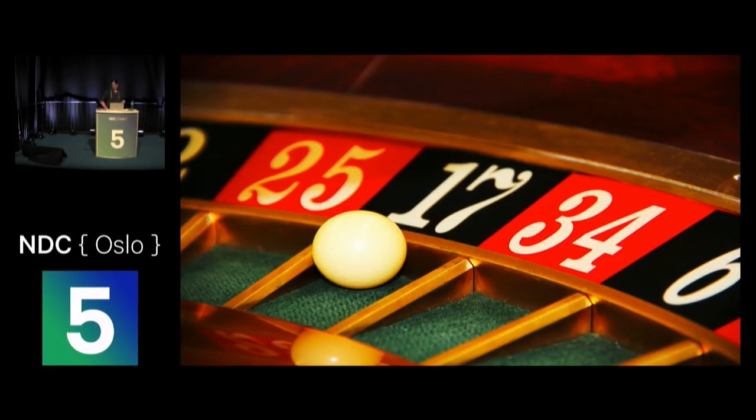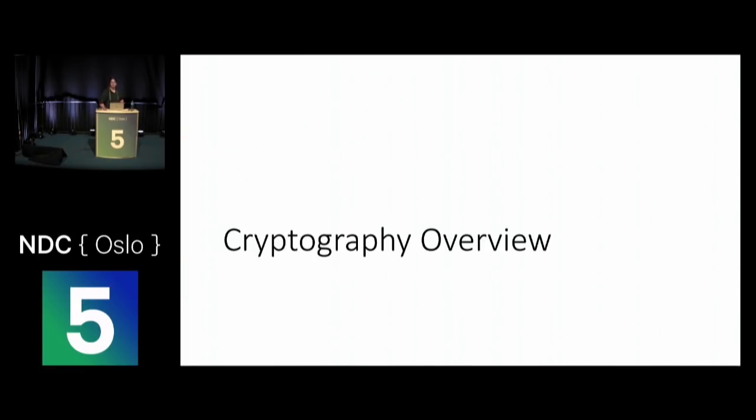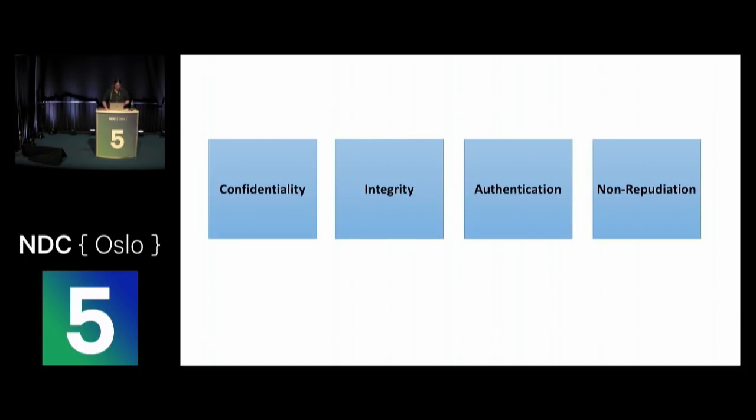So before we look at Azure Key Vault more specifically, I just want to do a very quick primer of a few crypto things, like the 4 pillars of cryptography. So we have confidentiality, integrity, authentication, and non-repudiation. So these are kind of like the 4 core pillars of cryptography or modern cryptography.